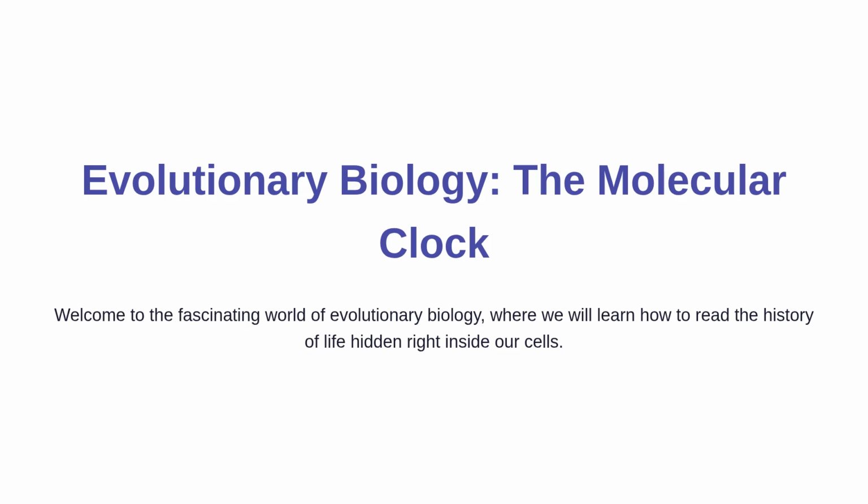Welcome to this lecture on evolutionary biology. Today, we are going to explore one of the most fascinating and powerful concepts in modern science, known as the molecular clock. Have you ever wondered how scientists know exactly when humans and chimpanzees split from a common ancestor, even without a perfect fossil record? The answer lies hidden right inside our cells, written in the language of DNA. By the end of this video, you will understand how to read this biological timepiece.